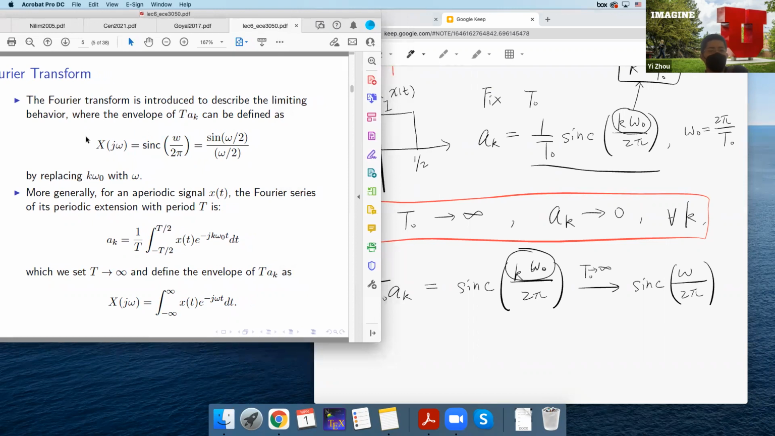Which means that if we only look at the envelope of the Fourier series spectrum, then this envelope, capital T times AK, is meaningful. And for this rectangle function, the limit of this envelope is simply the sinc function.